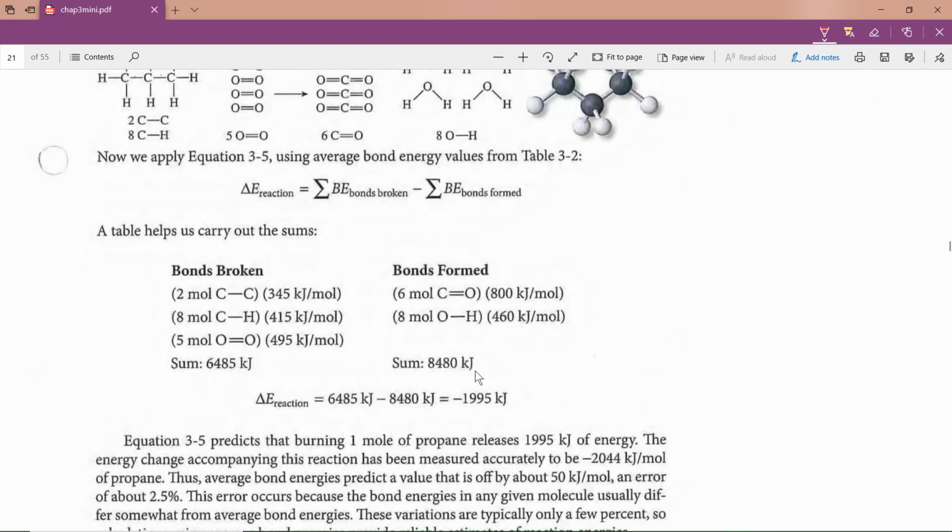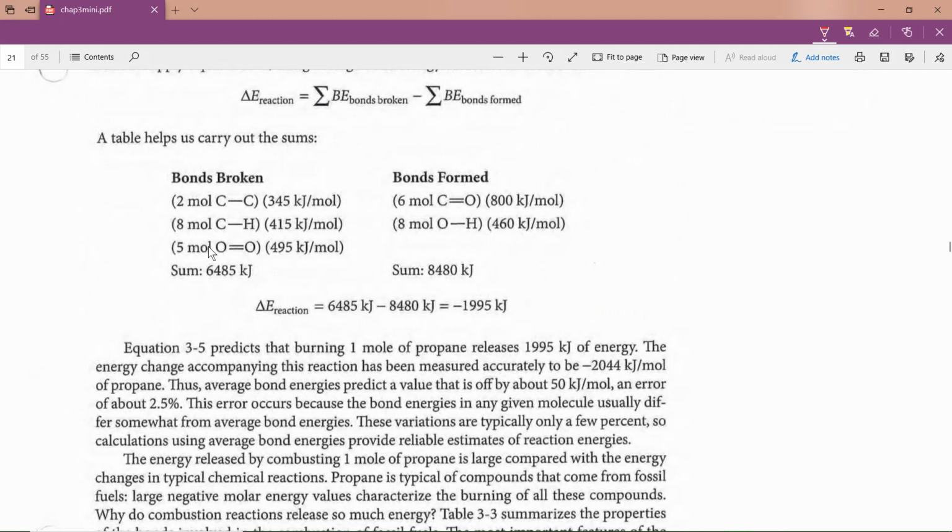So now you just add up the numbers. It's almost like doing your taxes. So your bonds broken, you get 6485, bonds formed, 8480, and then you just take the 6485 minus the 8480. Now there's other ways to do this where you start switching signs in the middle. I don't like those ways. I think the way in the book here is done very clearly.